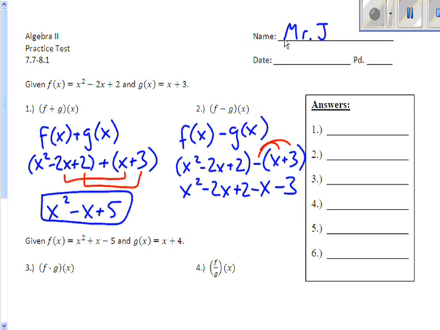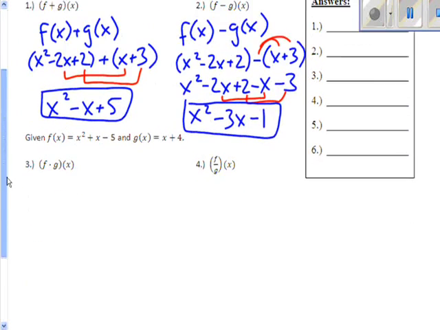And now I'm going to combine like terms. And when I do that, I get x squared minus 3x minus 1. And that's it. All right. We distribute the negative and combine like terms. Again, it's just like adding and subtracting polynomials. The only thing that's different is the notation.